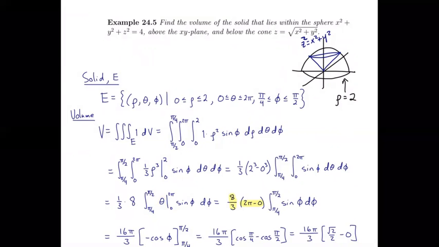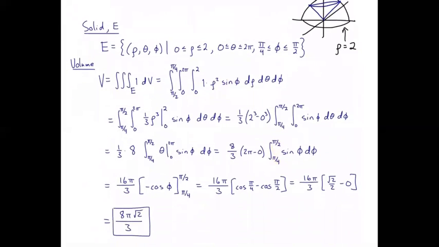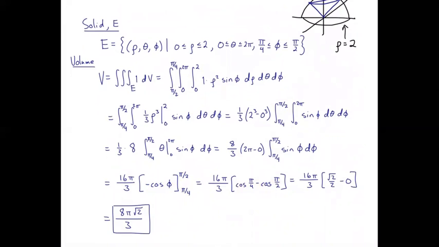And now we're integrating sine of phi with respect to phi from pi over 4 to pi over 2. The antiderivative of sine of phi is negative cosine of phi, from pi over 4 to pi over 2 times our constant. And the minus sign in front of cosine phi just has us swap our orders. It'll be cosine pi over 4 minus cosine pi over 2. Cosine pi over 4 is root 2 over 2. Cosine pi over 2 is 0. So 16 pi over 3 times root 2 over 2 leaves us with 8 pi root 2 over 3.